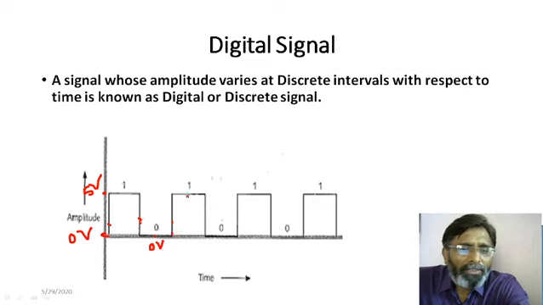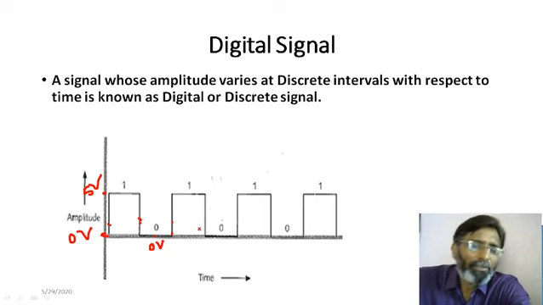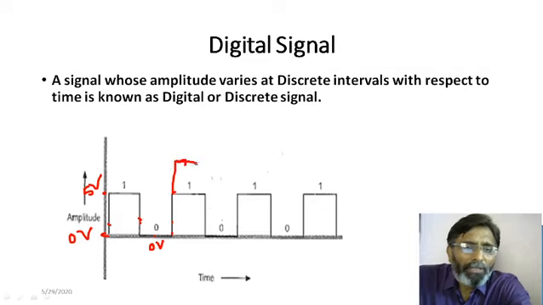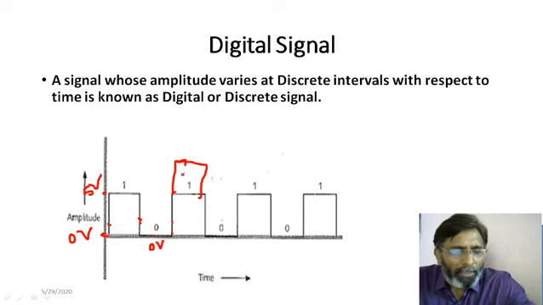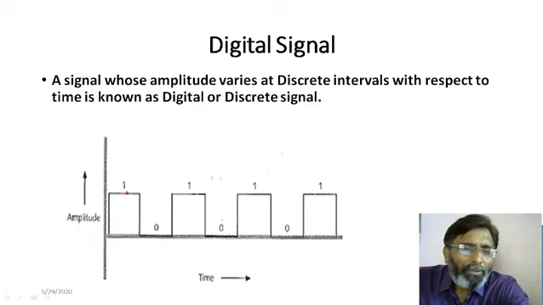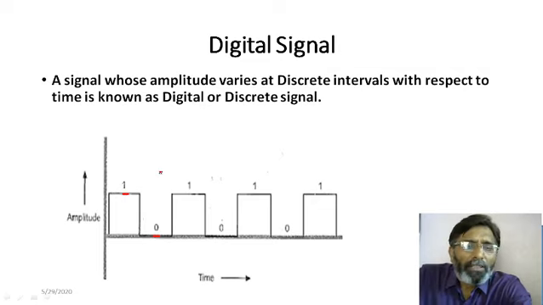After this time, again it is changing, again it is 5 volt. So, the amplitude is changing at discrete intervals of time. Here in this case this is 5 volt, again here it is 5 volt, it need not be 5 volt, it can be 10 volt also. That depends on the nature of the digital signal, it can have any level. But as far as this digital signal is concerned, you can see here there are two levels, this is 5 volt and this is 0 volt. So, such a digital signal is also known as a binary signal.